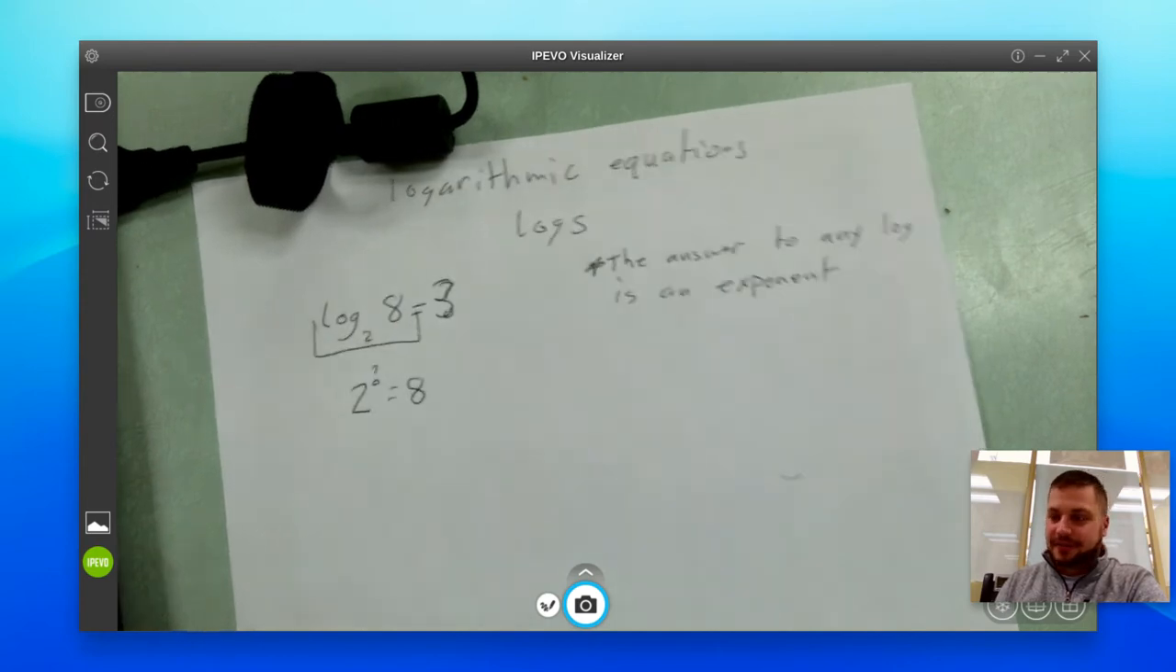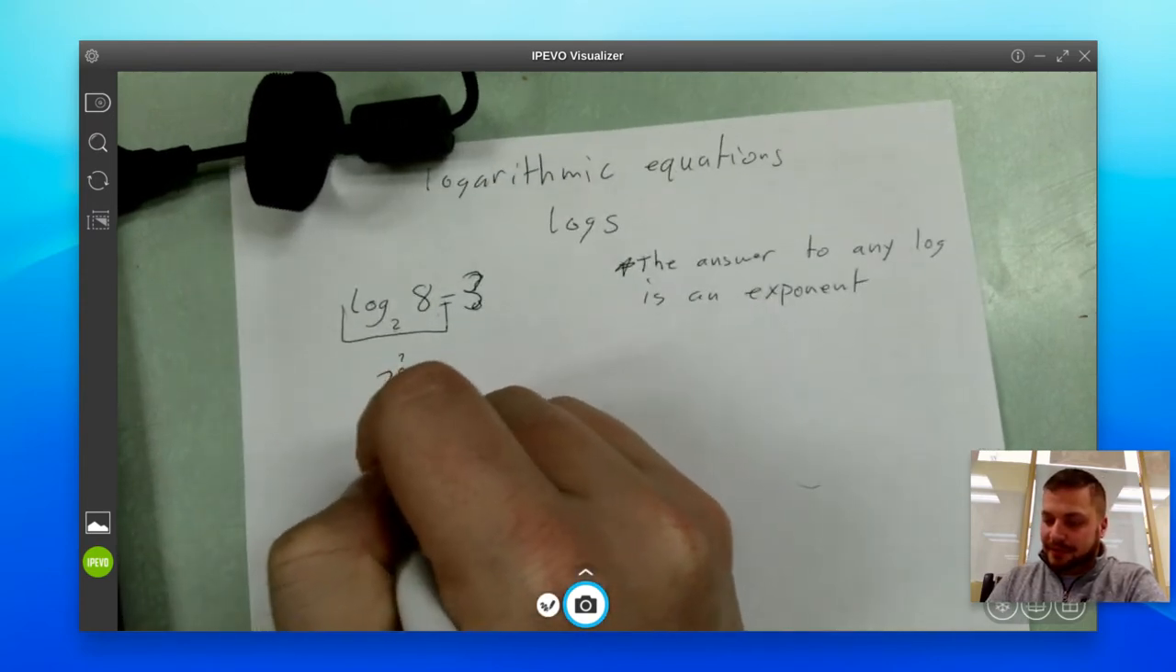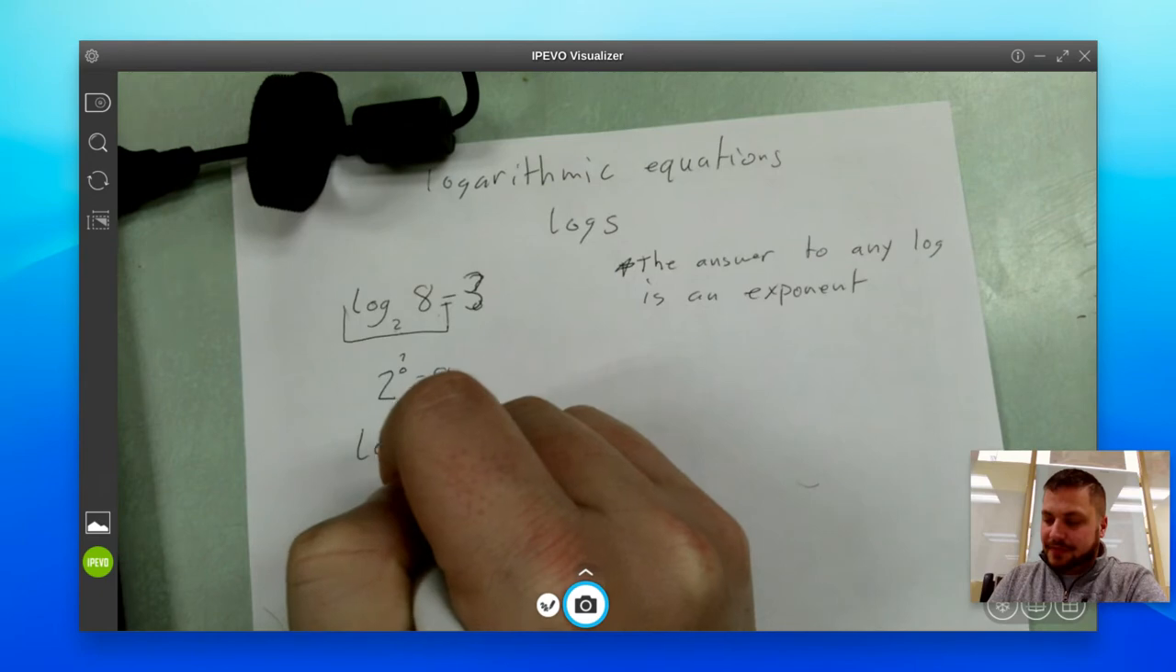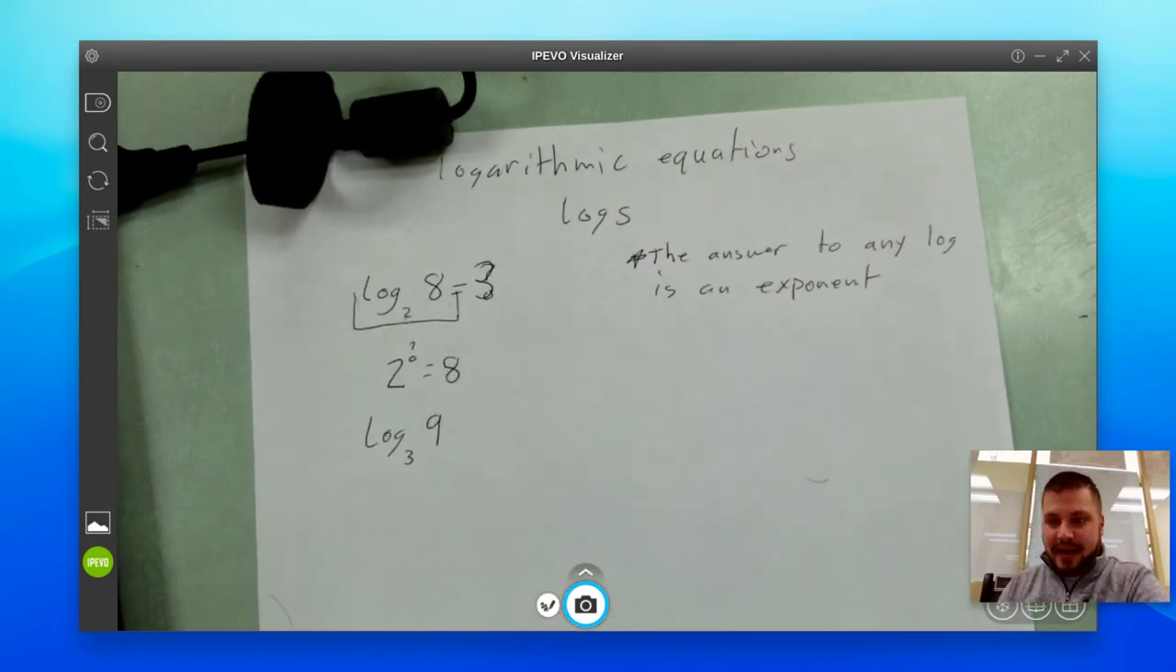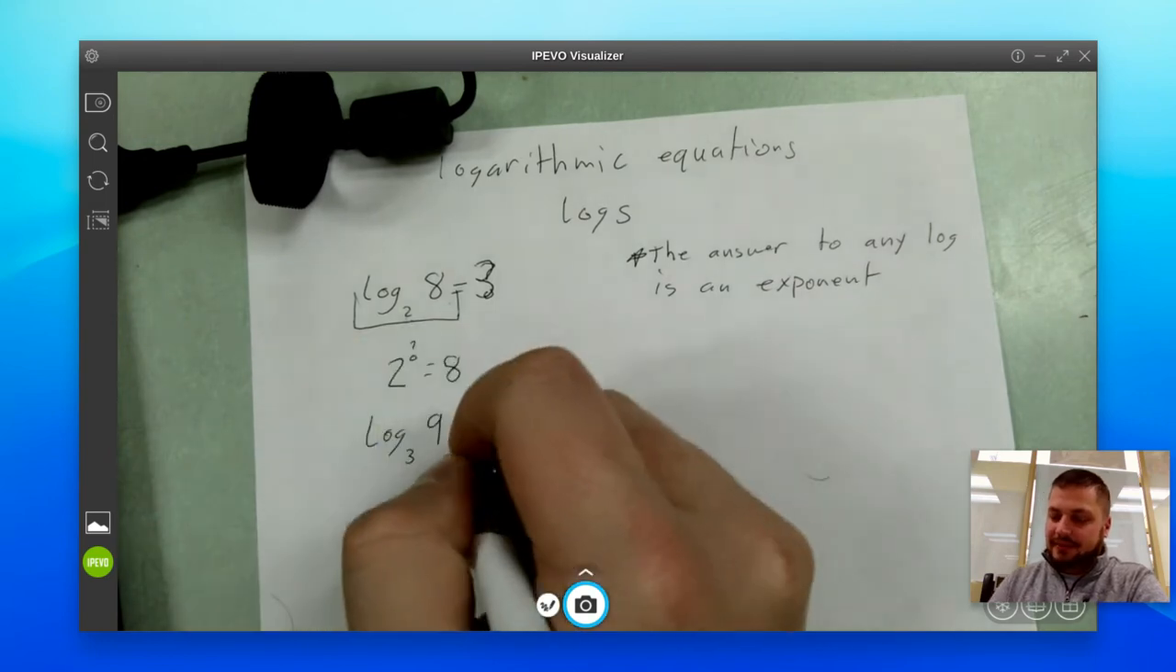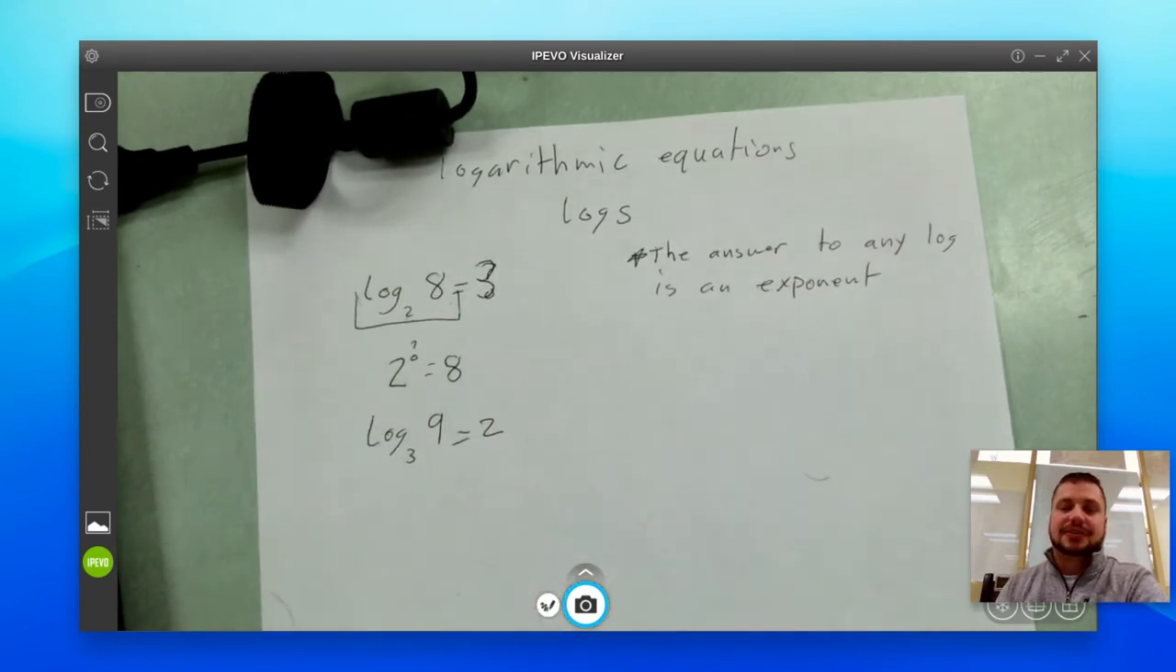2 to the third. Let's go through a couple more here. What's log base 3 of 9? So that's asking me 3 to what power is 9? 3 to what exponent is 9? The answer to that would be 2.